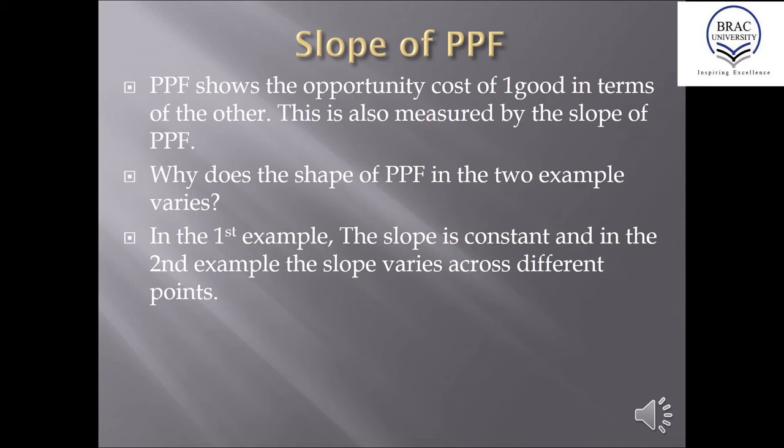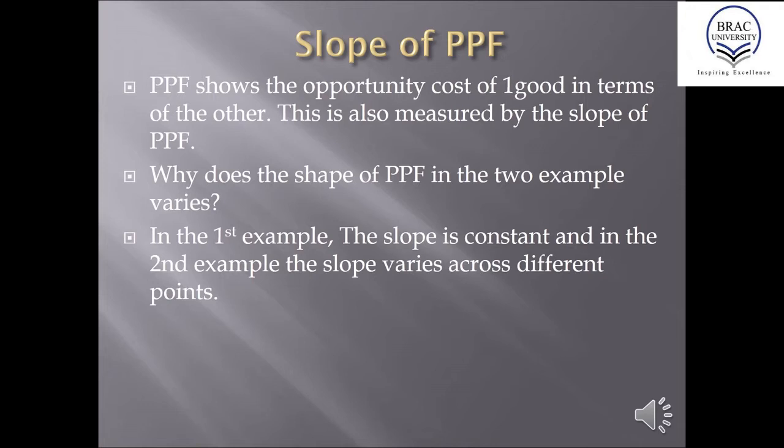Thus, this PPF shows the opportunity cost of one good in terms of the other, and this is also measured by the slope of the PPF. Now, why does the shape of the PPF in the two examples vary? If you remember, in the first example, the slope was constant, and in the second example, which we discussed today, the slope varies across different points, and in this particular case, the PPF is convex.